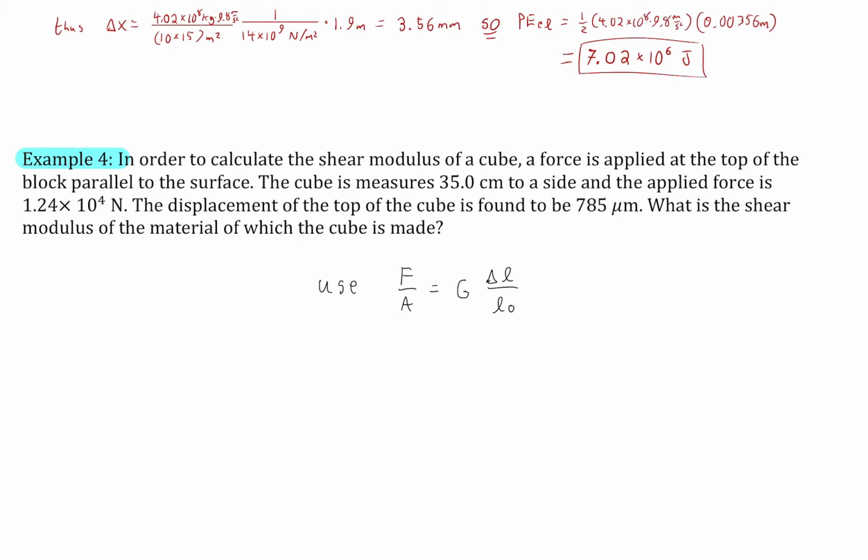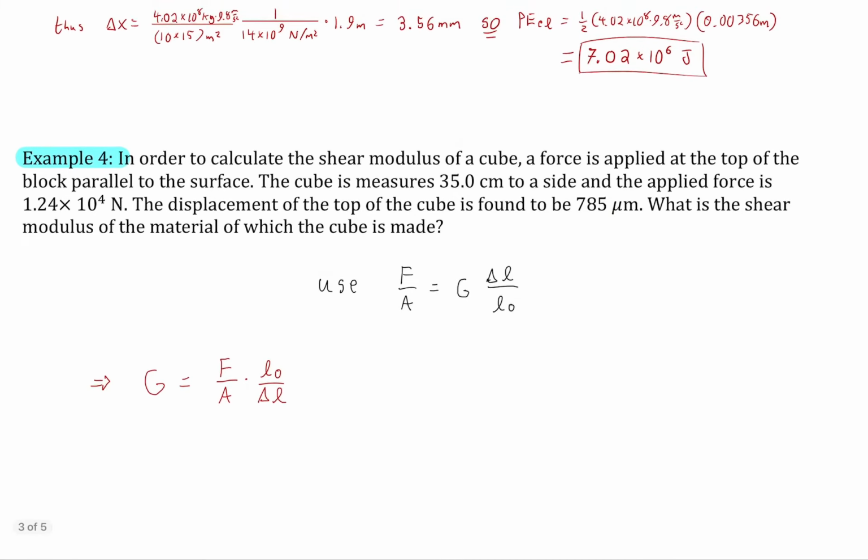So in order to calculate the shear modulus of a cube, a force is applied at the top of the block parallel to the surface. The cube measures 35 centimeters to a side, and the applied force is 1.24 times 10 to the 4 newtons. The displacement of the top of the cube is found to be 785 micrometers. Okay, that's a millionth of a meter. What is the shear modulus of the material of which the cube is made?